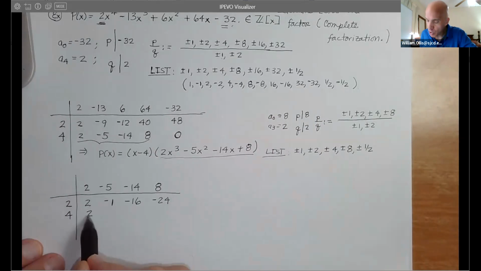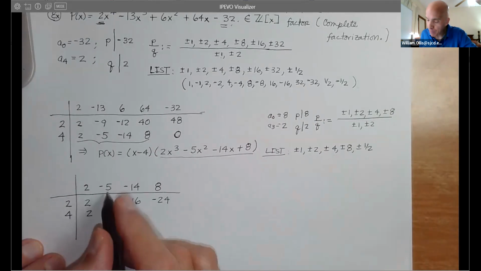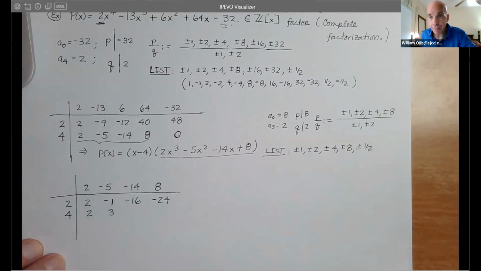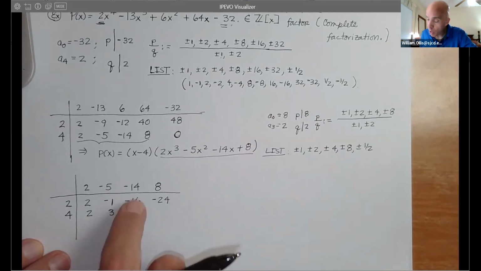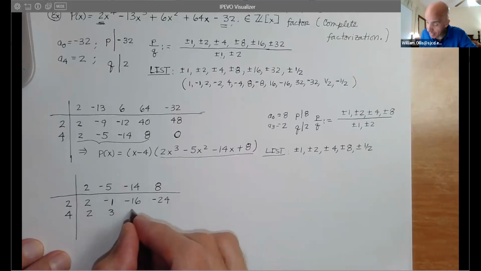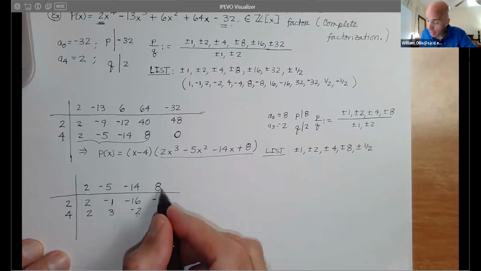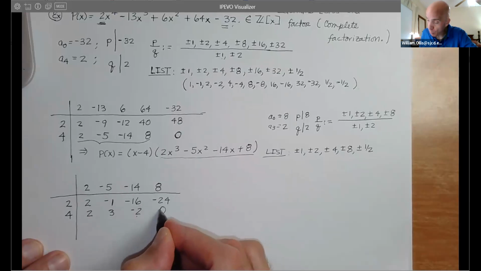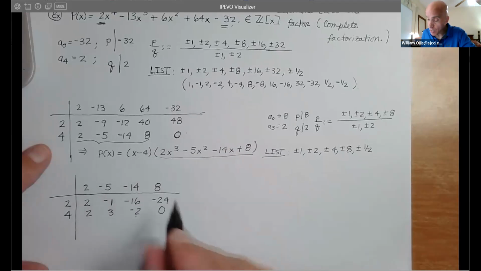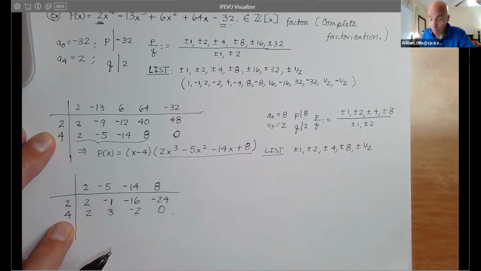So 2 times 4 is 8. 8 plus a -5 is 3. Let's do the process again. 4 times 3 is 12. 12 plus a -14 is a -2. Well, this is going to work. 4 times -2 is -8. Plus 8 is 0. So we're like we got here. We've got a double root, at least right now.